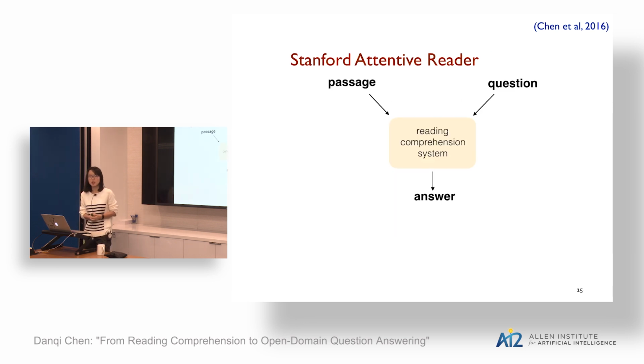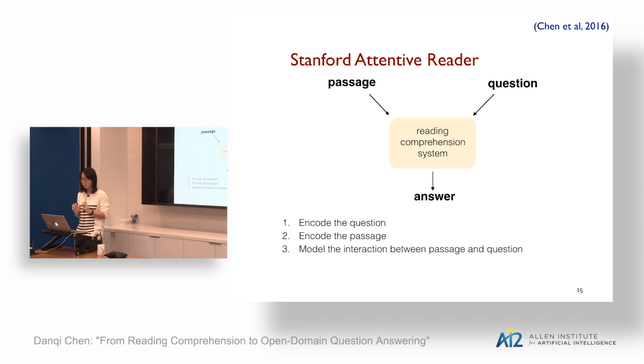The next model we were trying to build is an end-to-end neural network model. The input of this model is still the passage and question, and the goal is to infer the answer. So how is that different from the linear classifiers? The high-level idea is pretty simple. We encode the question, and then next, we encode the passage. Then we model the interaction between the passage and question, and finally, we infer the answer. But the difference is that all these representations operate in vector space instead of using symbolic indicator features.